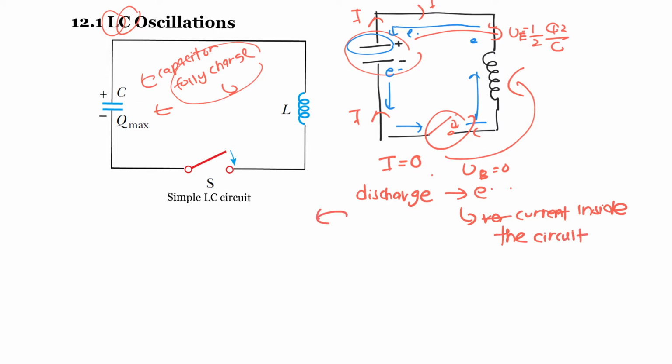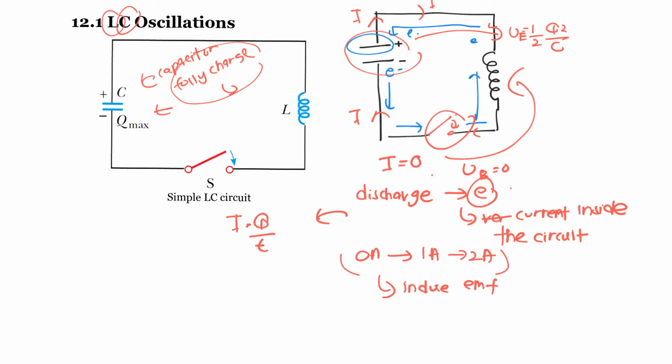This is based on I equals charge over time. I'm going to repeat: the rate of electrons leaving the plate is equivalent to the current inside the circuit. Before this we had 0 ampere, but once we start to discharge, the current increases, maybe 1 ampere, then 2 ampere and so on. Because of this change of current, there will definitely be an induced EMF in the inductor because of the rate of change of current.